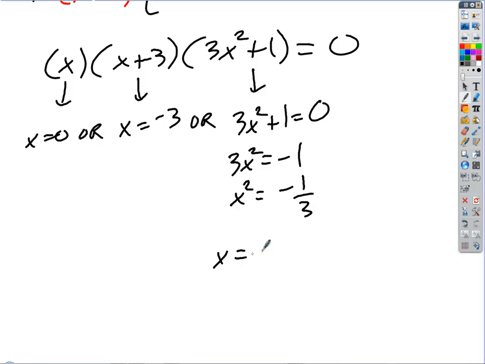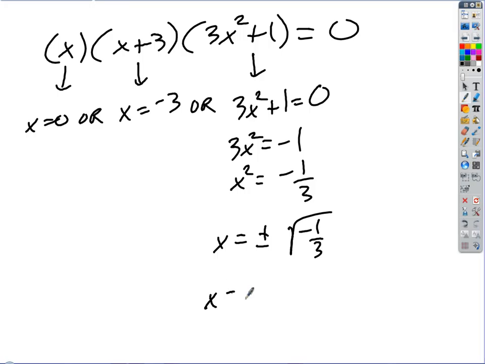So x equals, forgot something, plus or minus the square root of negative 1/3. But what are we doing when we have a negative? Switch it over. Get it to an i. Make it an i. Yep. So then we get the solutions x equals plus or minus i times the square root of positive 1/3. So those are my 4 solutions. x equals 0, x equals negative 3, or x equals plus or minus i times the square root of 1/3.